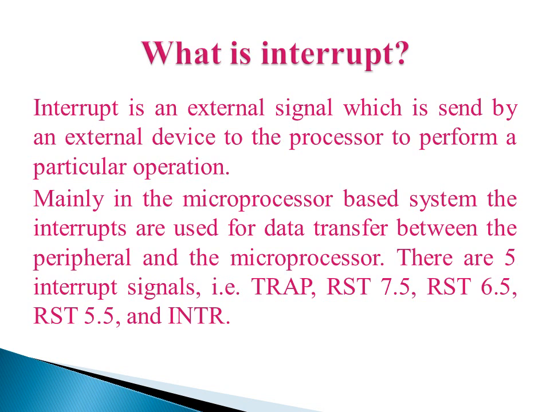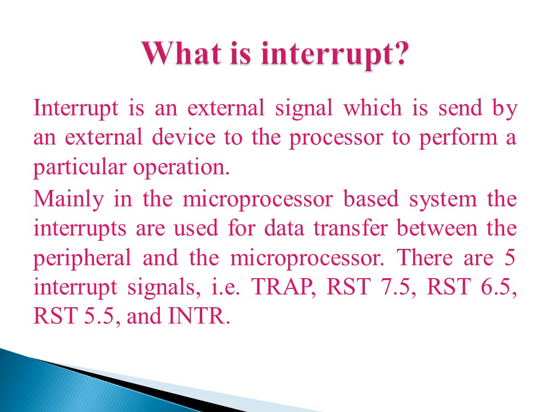Now, what is an interrupt? In general terms, an interrupt is a barrier or an obstruction. But in terms of microprocessor, when an external device wants to perform some particular operation, it sends an external signal to the microprocessor to perform its particular operation. So mainly in a microprocessor system, interrupts are used for data transfer between the peripheral devices and the microprocessor.